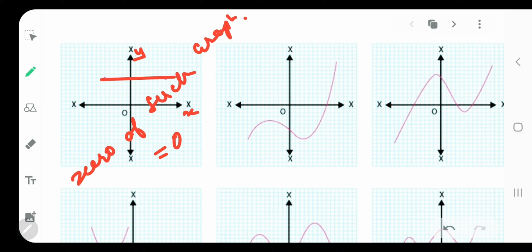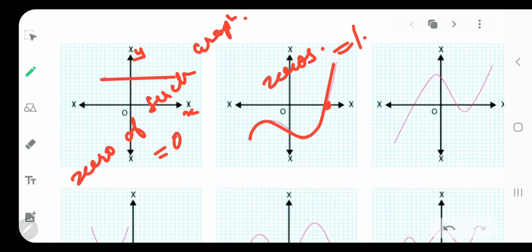Second, if you can notice, in this given graph, the number of zeros is 1. At this point, your graph is intersecting your x-axis. कितने points पे intersect कर रहा है? एक ही point पे intersect कर रहा है. So how many zeros will it have? It will have 1 zero. So the zero of this polynomial graph is 1. Are you getting my point clear?